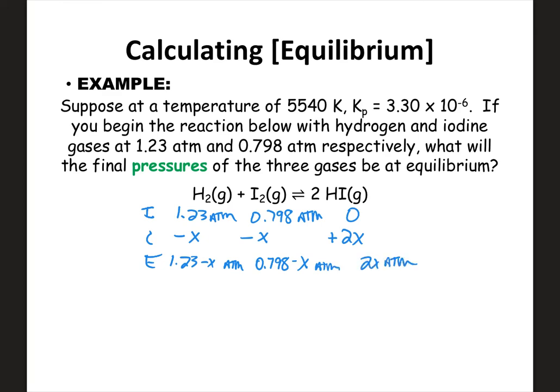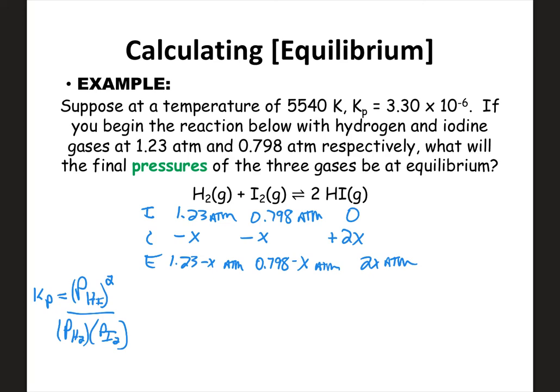All right, so now I have all my pressures at equilibrium in terms of x. I just need to write the Kp expression and plug in. So when I write Kp, remember it's going to be products over reactants. So it's going to be the pressure of HI squared all over the pressure of H2 times the pressure of I2.